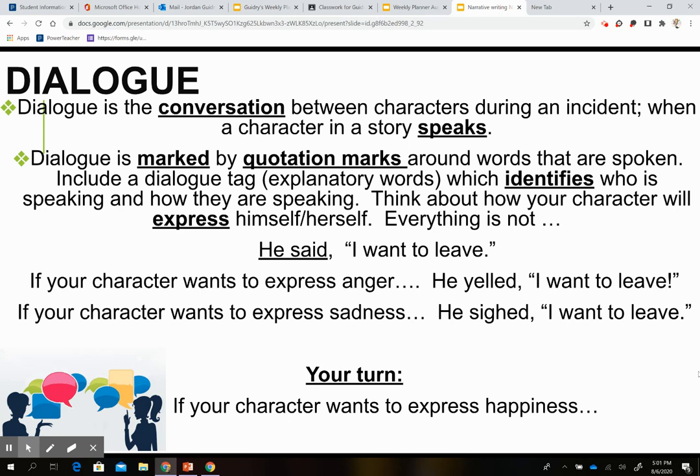Everything should not be, "He said, I want to leave." How did he say he wants to leave? If your character wants to express anger, "He yelled, I want to leave." If your character wants to express sadness, "He sighed, I want to leave." So think about how a character would express happiness. What words could you use to say that a character wanted to leave happily? "He exclaimed," possibly.